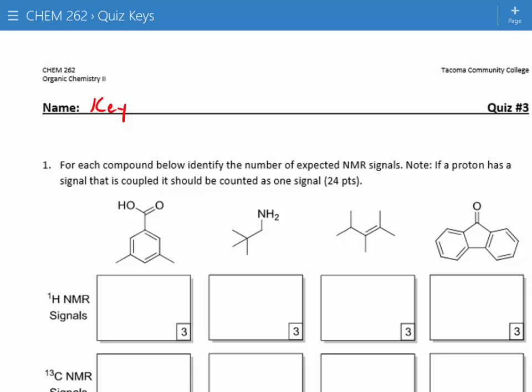All right, so let's quickly go through the key on the exam. Good question. All right. Hey, everybody, we got to settle down. I know you guys are wound up.